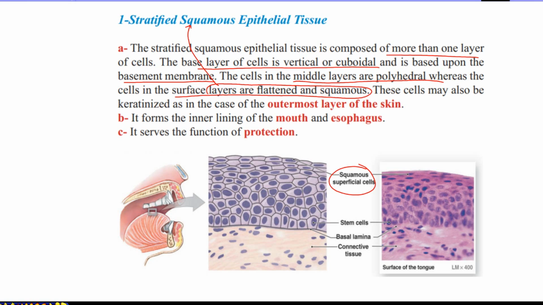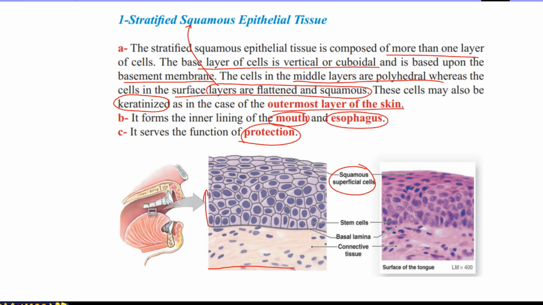This outermost layer of cells may be filled with keratin, so we call them keratinized cells, as in the outer layer of skin. It forms the inner lining of the mouth, where when we chew food friction occurs, the outer layers are removed, but the inner layer can produce new cells. The esophagus, in the same way, the transportation of food would expose it to friction, and it serves the function of protection for that part of the body.